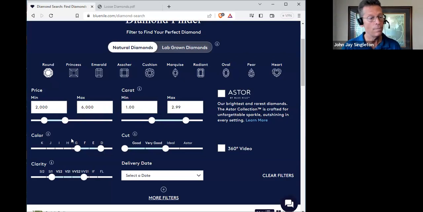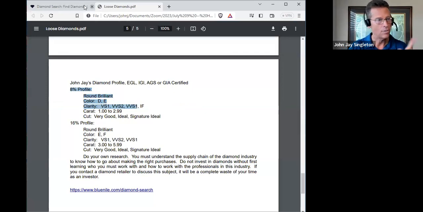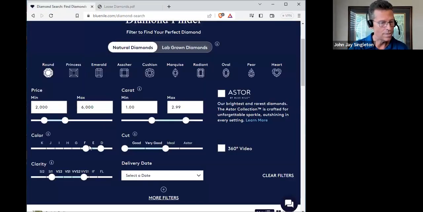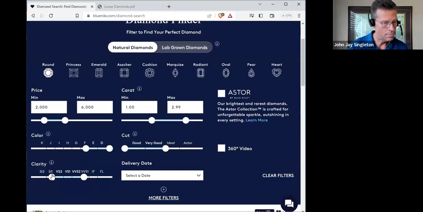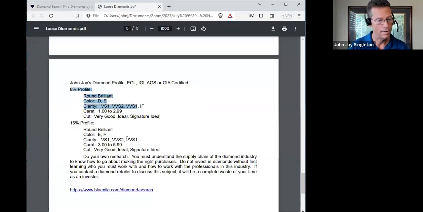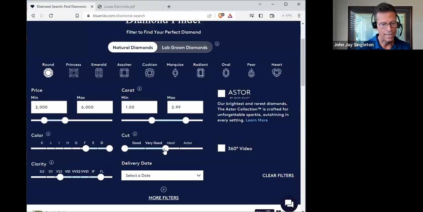It's kind of nice. So the color, again, on our profile, let's go back, is going to be D and E. So I'm going to dial this over to D and E. That's the range. And then we've got carats, already got that in there. The clarity is going to be VS1, VVS2, VVS1, IF, if I remember correctly. And then very good, ideal, signature is the cut. Go back here. Very good, ideal.